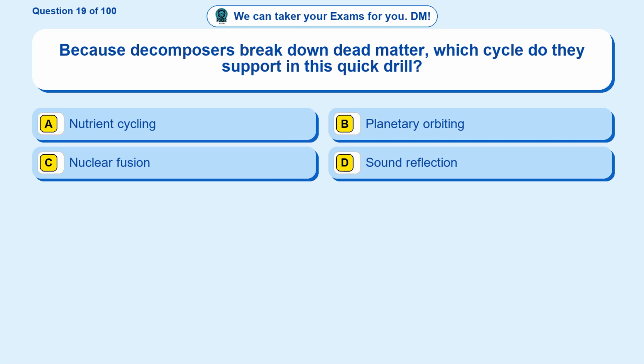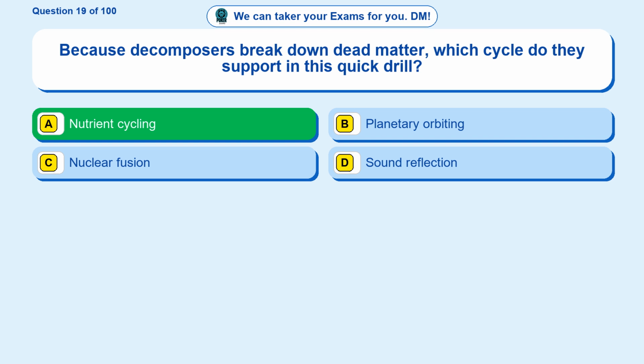Question 19. Because decomposers break down dead matter, which cycle do they support in this quick drill? Option A. Nutrient cycling. Option B. Planetary orbiting. Option C. Nuclear fusion. Option D. Sound reflection. The correct answer is option A.